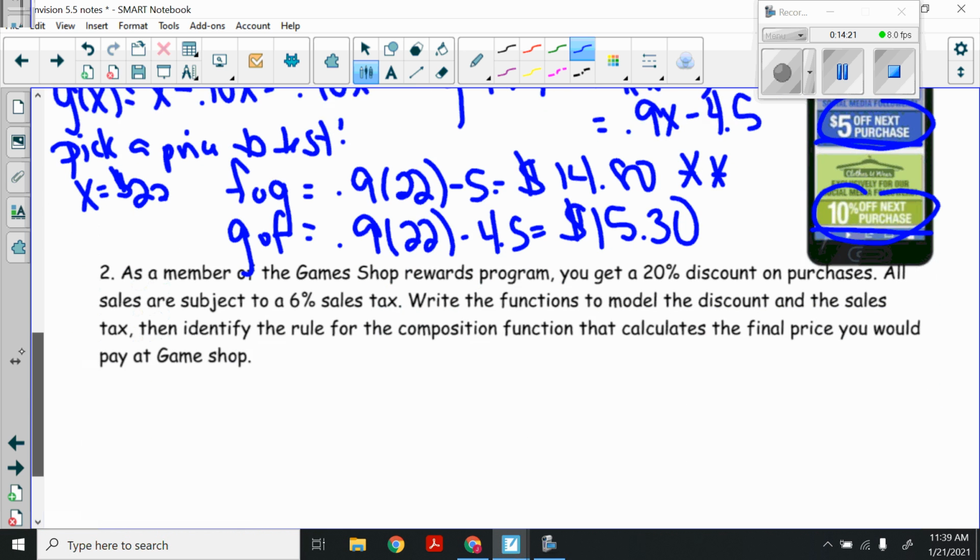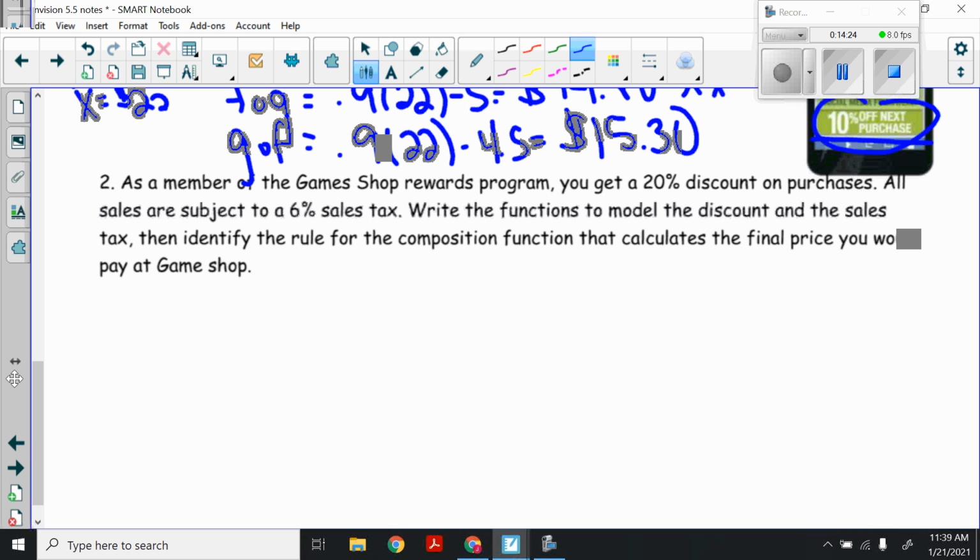Let's do one more of these. It says, as a member of the Game Shop Rewards program, you get a 20% discount on purchases. All sales are subject to a 6% sales tax. Write the functions to model the discount and the sales tax. Identify the rule for the composition function that calculates the final price you would pay at Game Shop. Again, I'm going to say x is my purchase price.